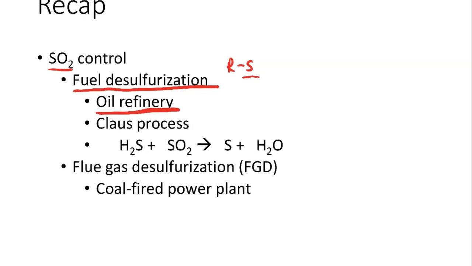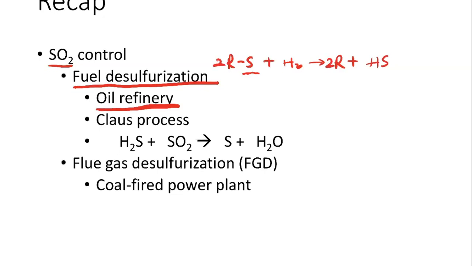We mentioned that the way we do it is to add hydrogen to the crude oil, right? And then basically extract the sulfur out. And we get hydrogen sulfide, H2S. Okay, so we can extract the sulfur from the oil and then get the hydrogen sulfide.